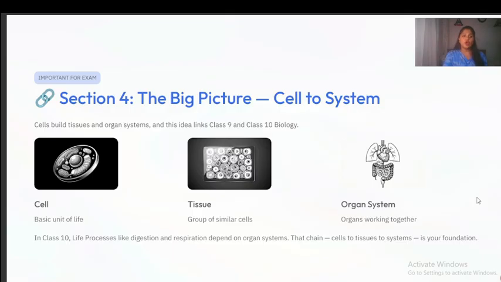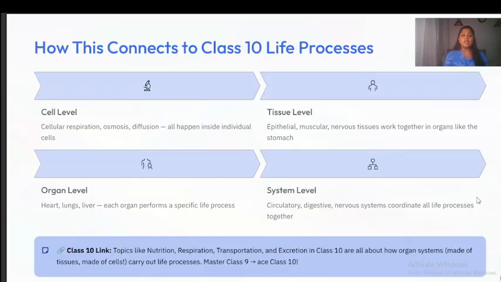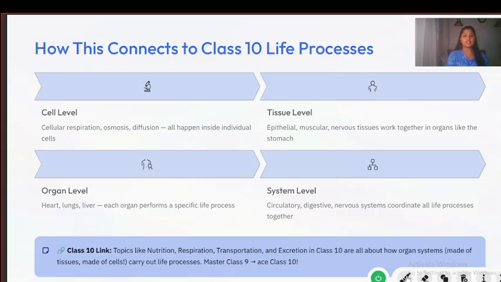Okay, so the big picture: cell to system. First we know that there was the cell, which is the basic unit of life. A group of similar cells became a tissue, then an organ was formed, and then it became an organ system. It is like a chain. Okay, how is this connected to your class 10th? Now you'll ask, we have understood, but how is this related to class 10th?